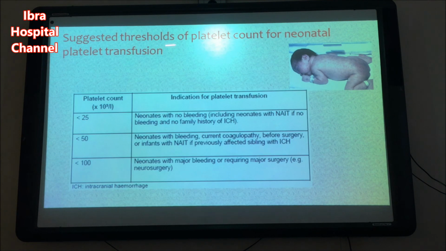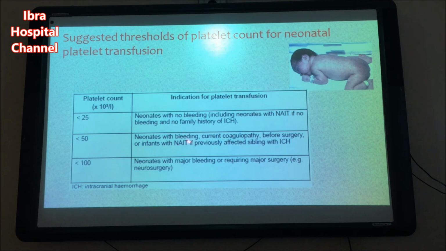Suggested thresholds of platelets. Again, it's just suggested. You can use your own local guideline based on different guidelines combined together. Platelet count less than 25 in neonates with no bleeding, including neonates with NAIT, if no bleeding and no family history of ICH. Only if the platelet counts are below 30, and in some expert opinions below 20.